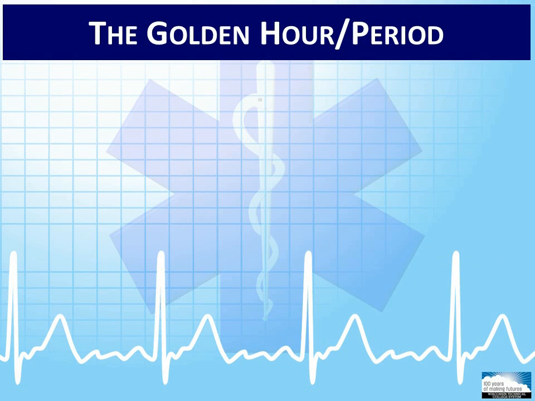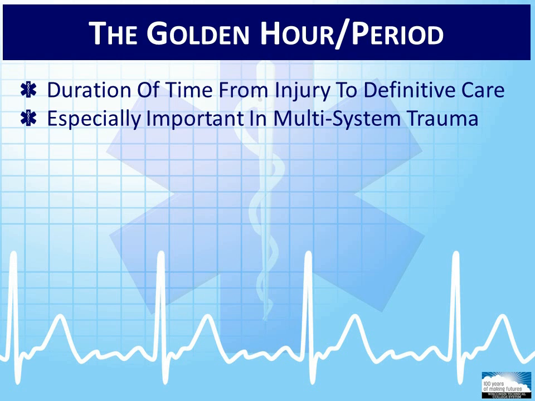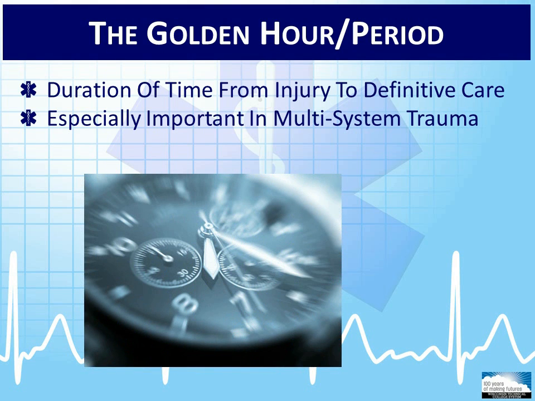The golden hour, now commonly referred to as the golden period, is the duration of time from the occurrence of a serious injury to the receipt of definitive care. Many trauma patients, especially those with multi-system trauma, will need care beyond what can be given in the pre-hospital setting. To increase the patient's chance of survival and full recovery, definitive care, which may include surgical intervention, should be received within the first 60 minutes after a serious injury occurs.